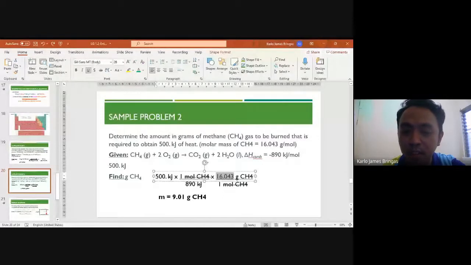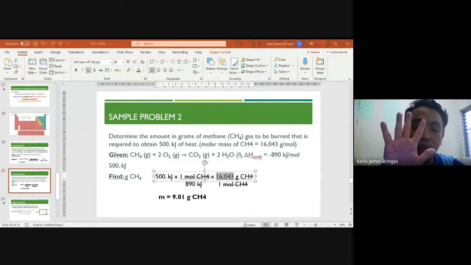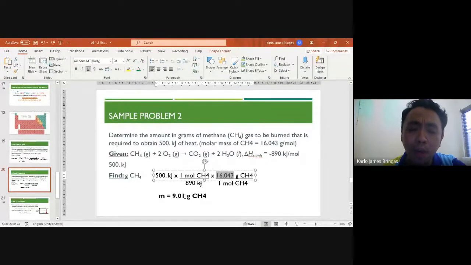Okay, so Sandra got that one correct. There are 5 significant figures. 3 significant for 500 kilojoules, 3 significant still for 890 kilojoules, and 5 significant figures for 16.043 grams. So what we follow in our final answer is that it should have 3 significant figures. So that's the reason why. Is that clear, Shamir, for that one?